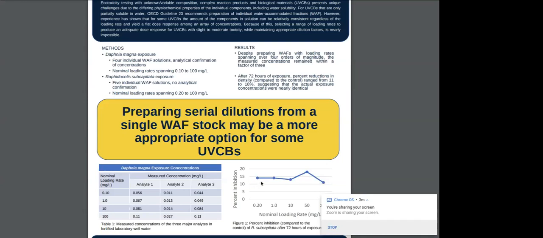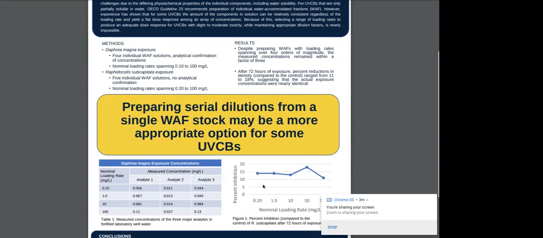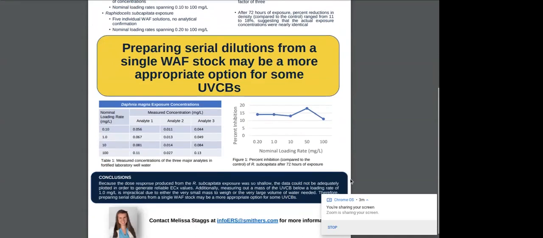So because of this, we suggest for some UVCBs that we should actually prepare a single WAF stock and then prepare dilutions from that. Although it's not in line with what the guideline recommends, we have good data here to show that this is an appropriate course of action for some UVCBs.